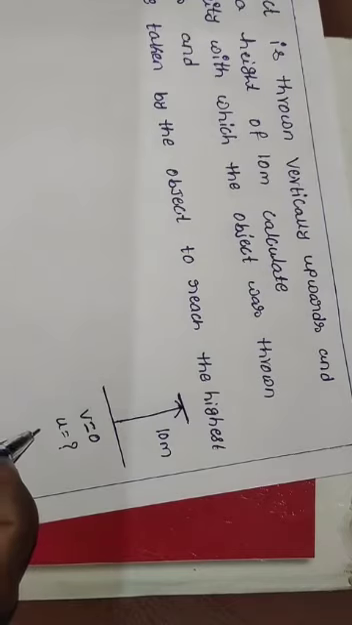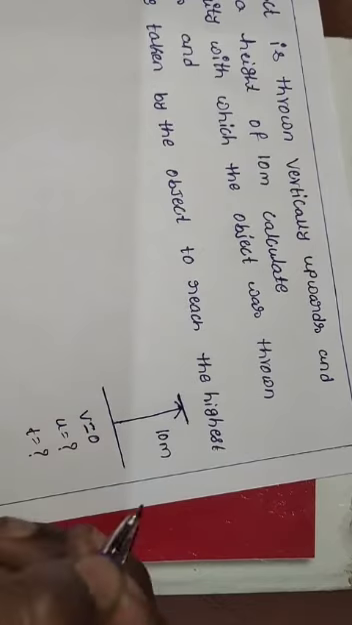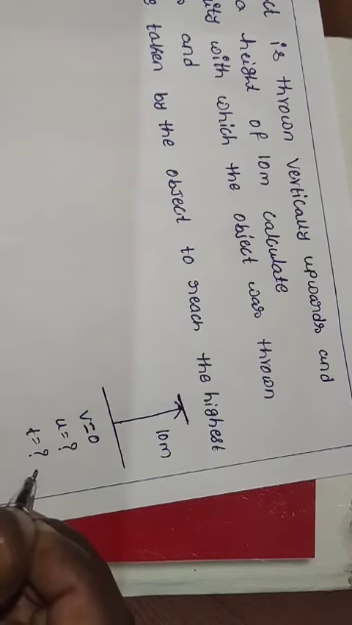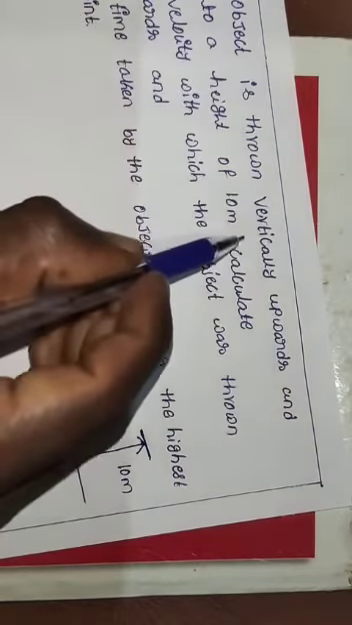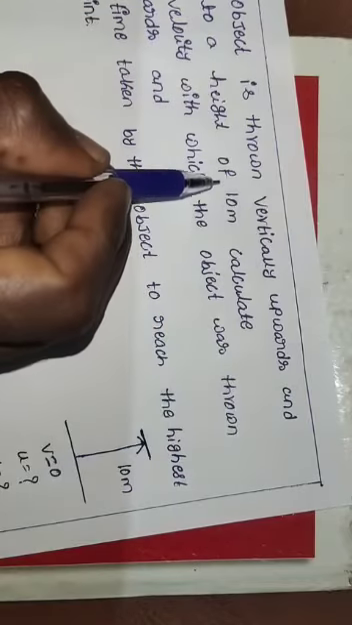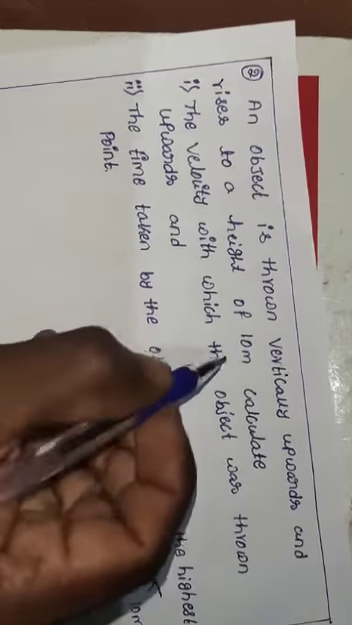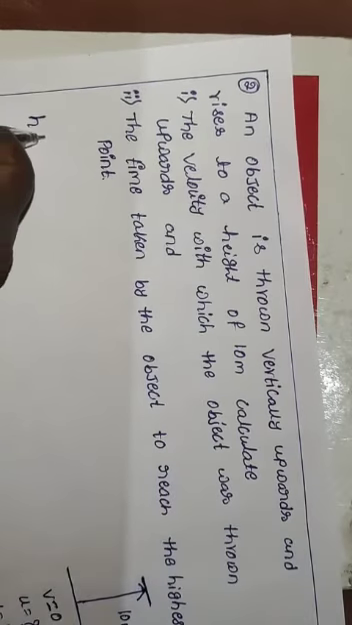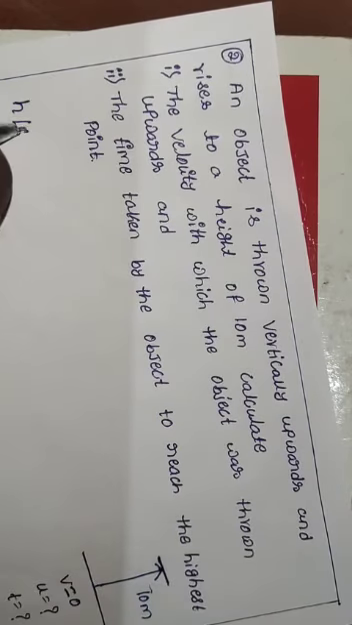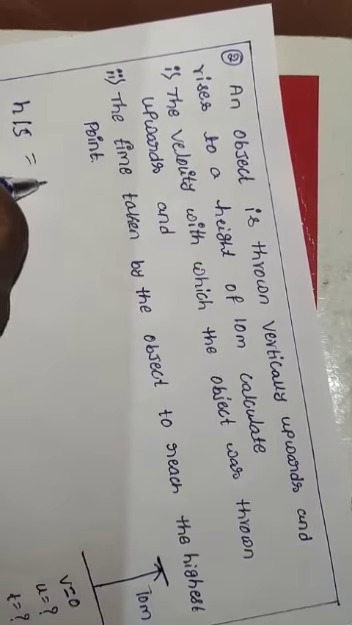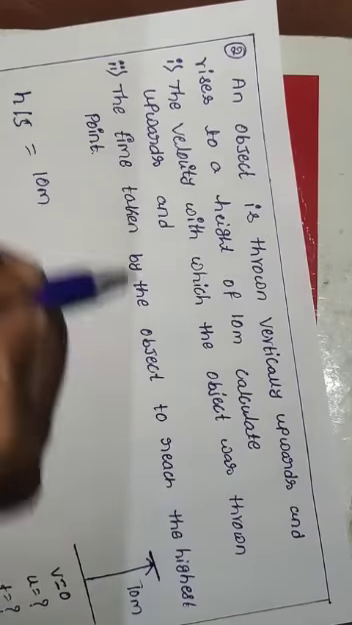Then we have to find the time taken by the object to reach the height, that is, how much time is taken to reach 10 meters from the ground. Here, what is given: an object is thrown vertically upwards and rises to a height of 10 meters. The distance or height, which we write as h or s, is equal to 10 meters.